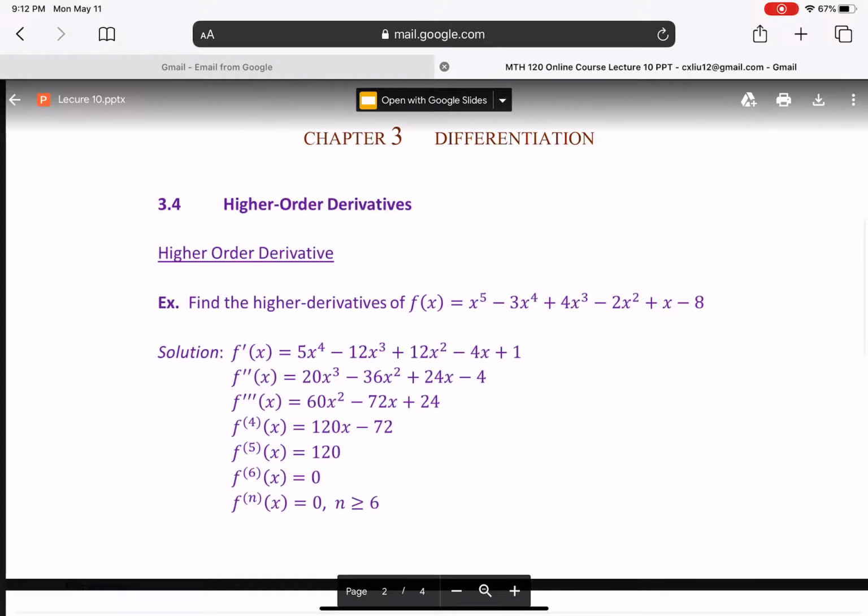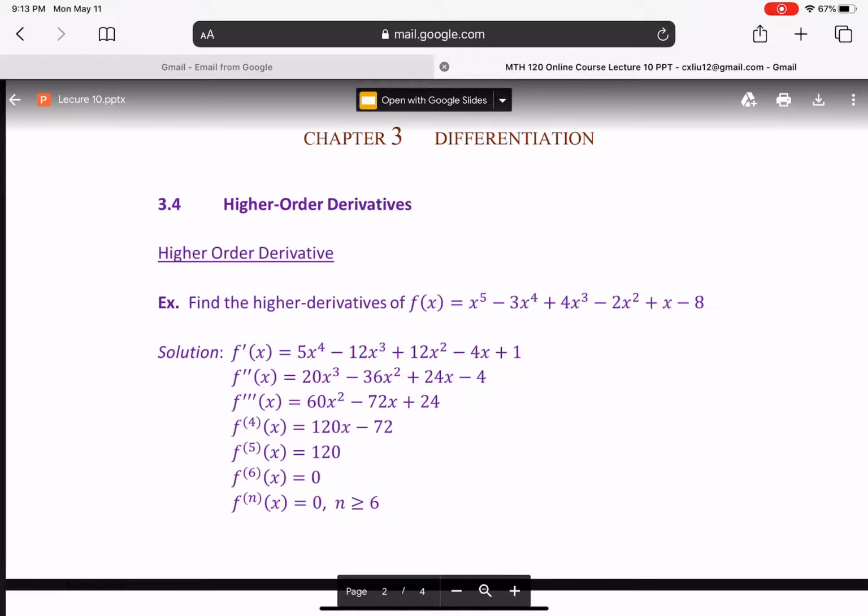So let's just do a simple example of finding the higher order derivatives of function f. The function is x to the fifth minus 3x to the fourth plus 4x cubed minus 2x squared plus x minus 8. So we can take the first derivative by using the power rule to get 5x to the fourth minus 12x cubed plus 12x squared minus 4x plus 1.